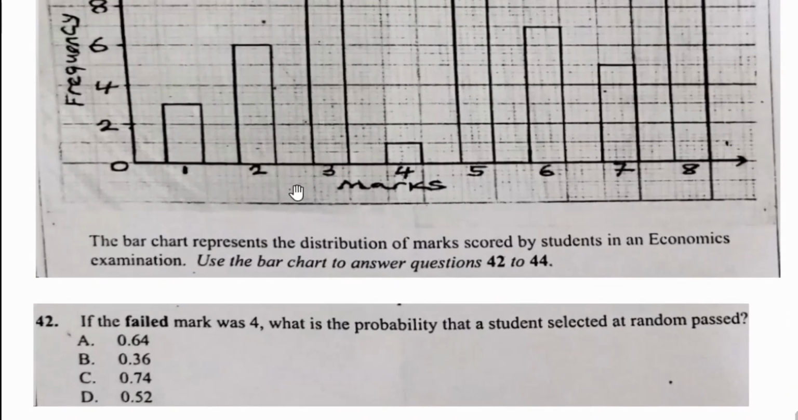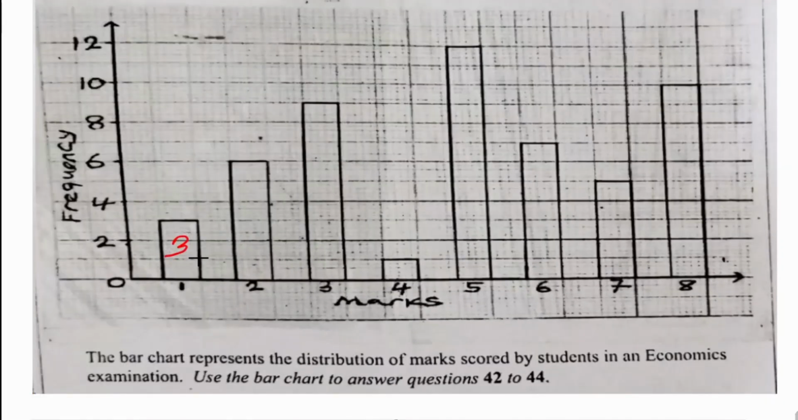So to find the probability of students selected at random who passed, we first of all need to find the total number of students we are talking about here. And looking at the graph, 3 students scored 1, 6 students scored 2, 9 students scored 3, just 1 student scored 4, 12 students scored 5, 7 students scored 6, 5 students scored 7, and then 10 students scored 8.